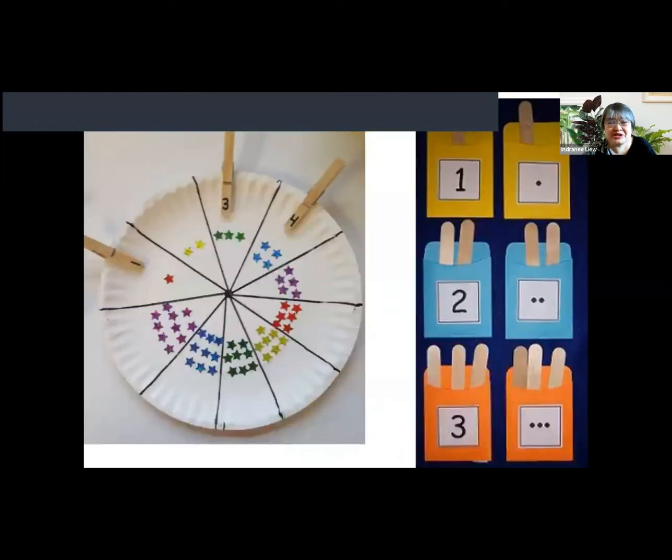This is done using paper plate. Of course, you can use plastic plates. And you can get these star stickers again on my good friend Lazada. And pegs with numbers. These are very cute. Little envelopes, number 1 and 1 dot. So the children are supposed to put the corresponding number of ice cream sticks.